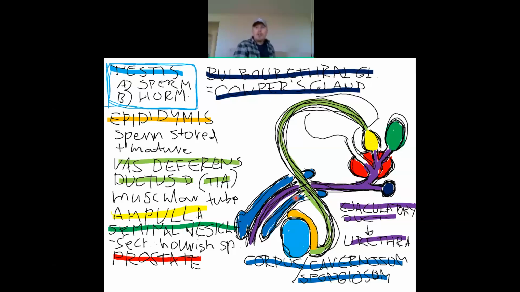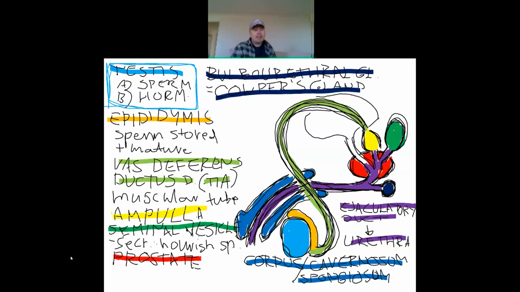Well, the duct continues all the way to the end of the penis, and we remember that the penis was surrounded by corpus cavernosum and corpus spongiosum, which were tissues that receive rich blood supply during sexual stimulation. As it fills with blood and hardens, the male gets an erection. So those are all the parts that we need to know for the male reproductive tract.